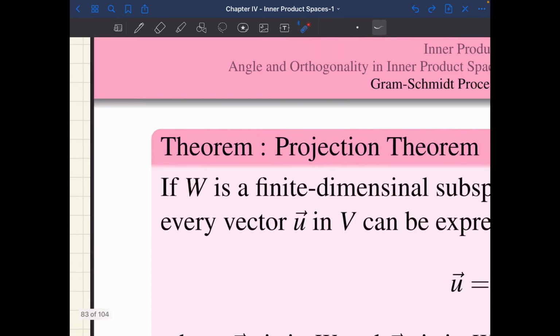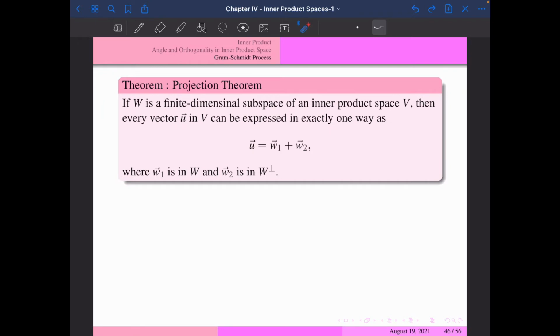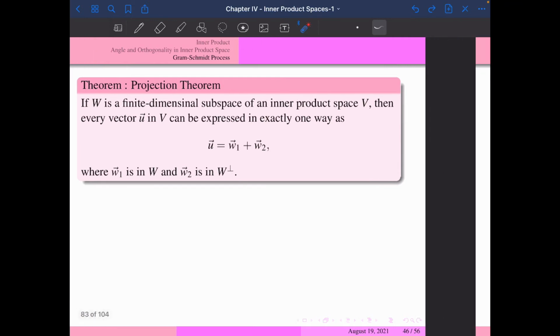We call this the projection theorem. What does the projection theorem mean? It means that if W is a finite dimensional subspace of an inner product space V, then every vector u in the vector space V can be expressed in exactly one way as u equals w1 plus w2, where w1 is in W and w2 is in W perp.